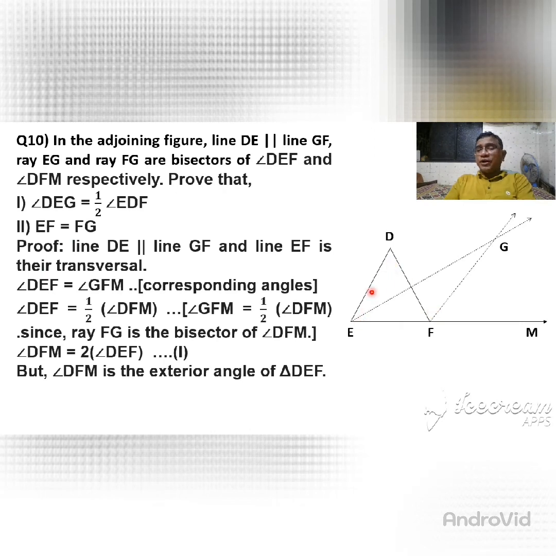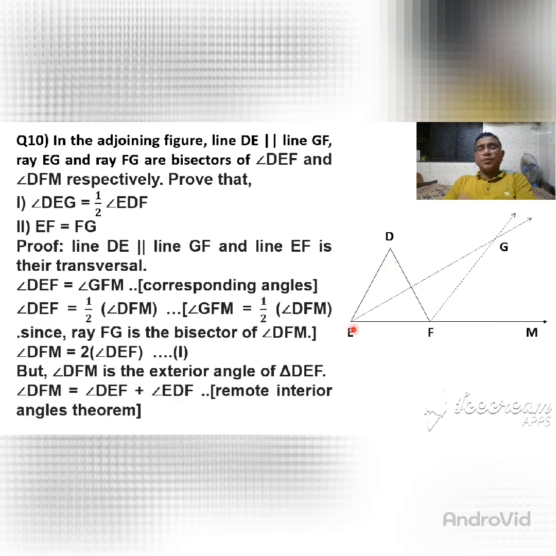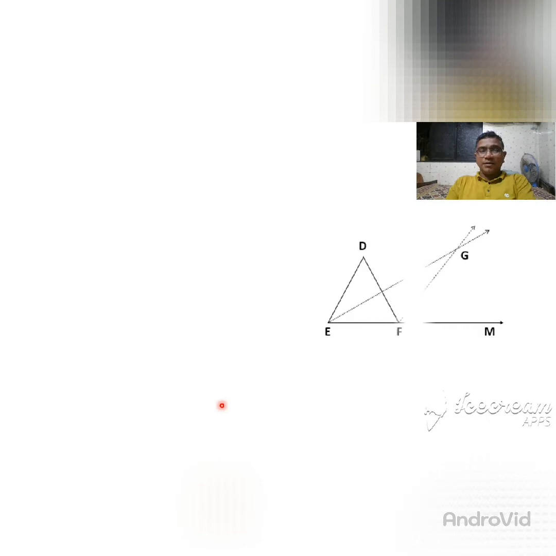The exterior angle is equal to the sum of the remote interior angles. So which are the remote interior angles? Angle D and angle E. So we write here, because they are the remote interior angles, DFM is equal to which angles? E and D. So how can we name them? Angle DEF plus angle EDF. Written here, angle DFM is equal to angle DEF plus angle EDF, the remote interior angles.